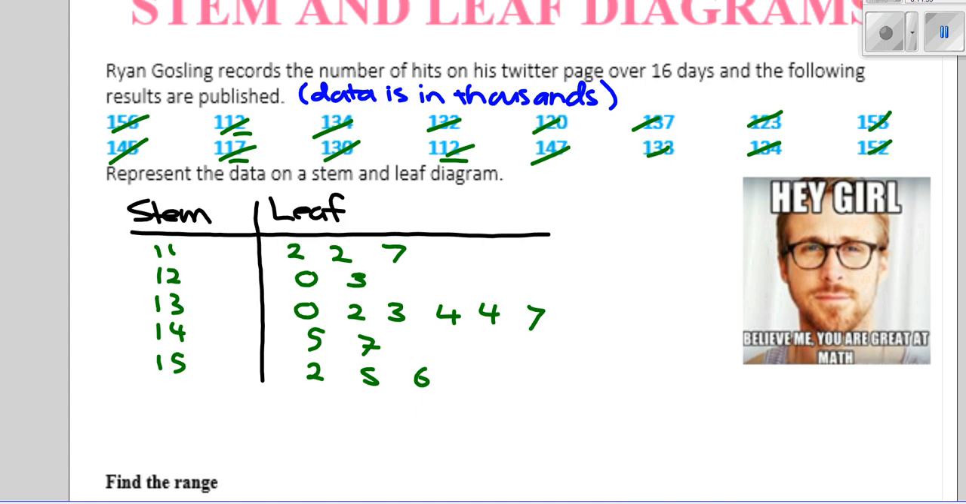And then, if anything, you want to check, like, if there's 16 pieces of data, there should be 16 leaves. So you could always check: 1, 2, 3, 4, 5, 6, 7, 8, 9, 10, 11, 12, 13, 14, 15, 16. Now, I'm missing something.